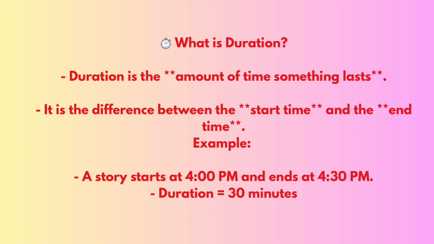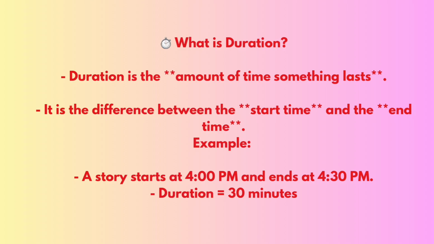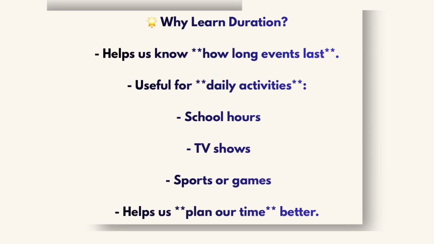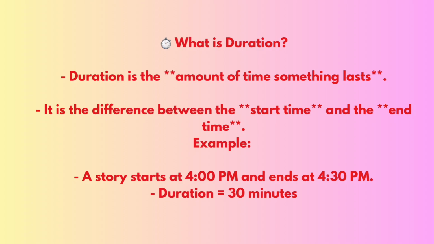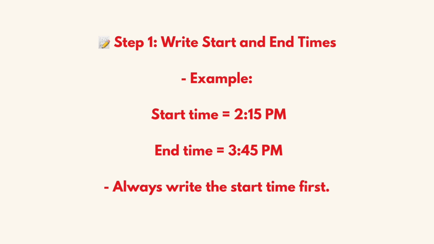What is duration? Duration is the amount of time something lasts. It is the difference between the starting time and the end time. For example, a story starts at 4 p.m. and ends at 4:30 p.m. So how long is the duration from 4 to 4:30? 30 minutes. Why are we learning duration here? Because duration helps us know how long an event lasts, and this is useful for daily activities like school hours, TV shows, sports or games. It helps us plan our time better.